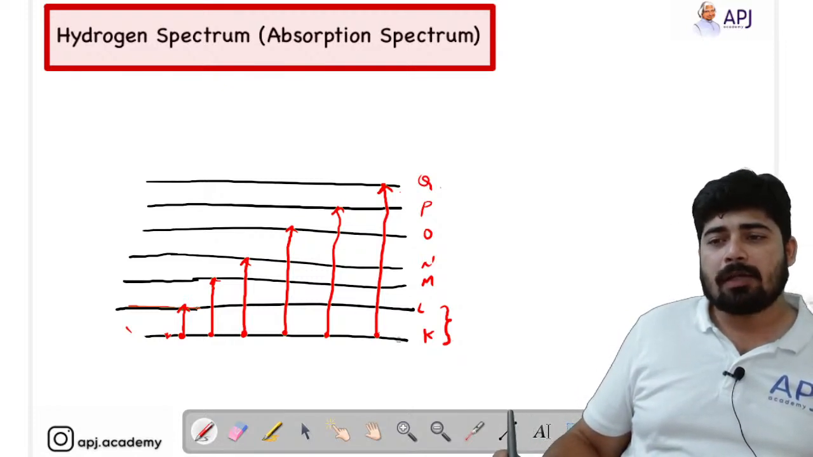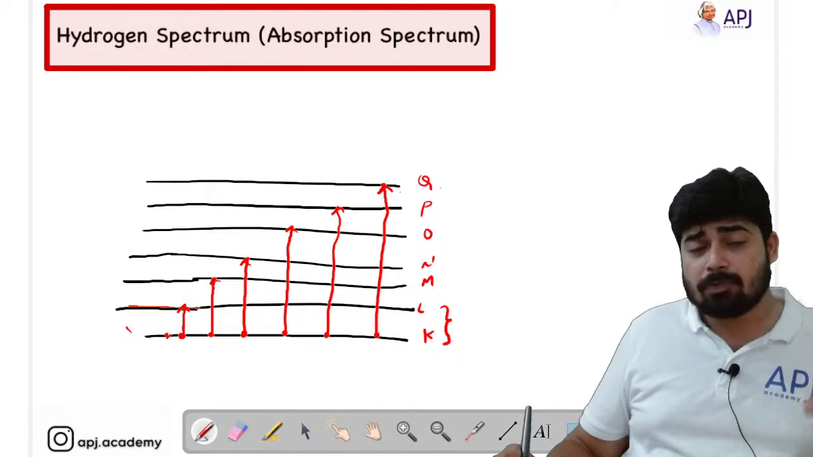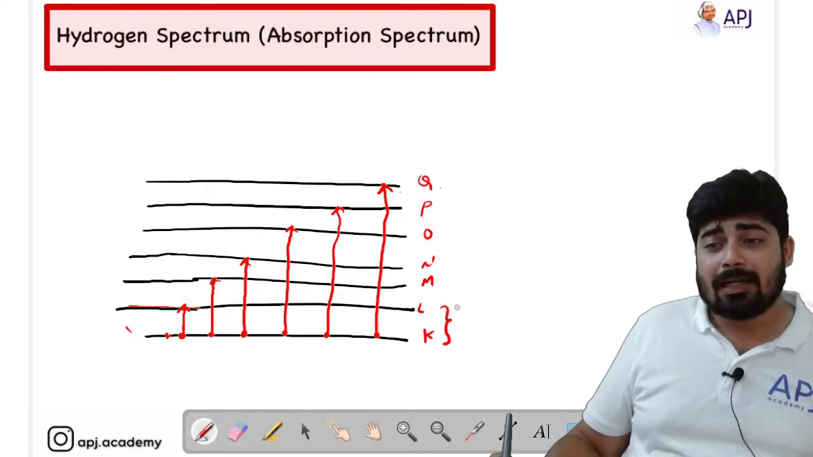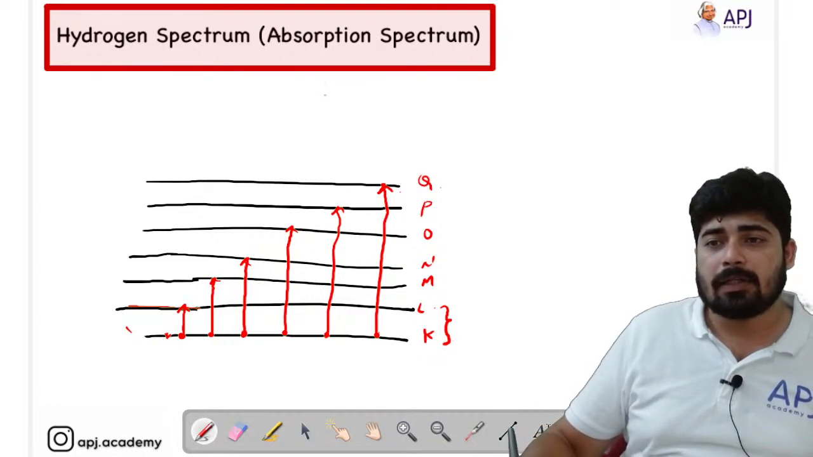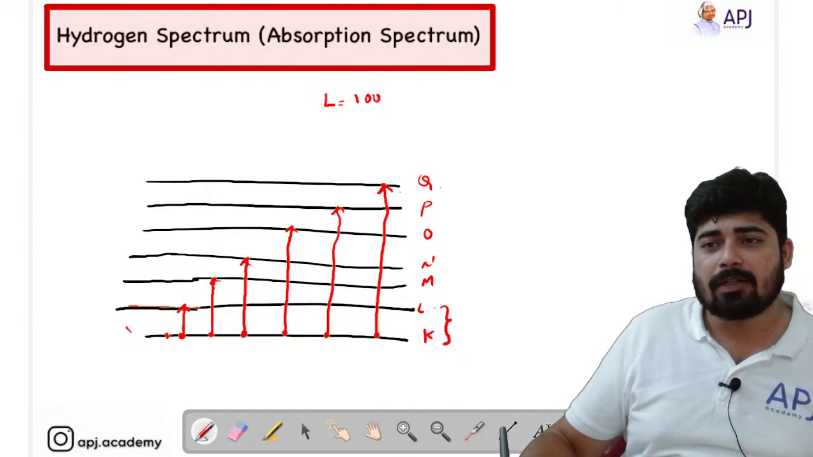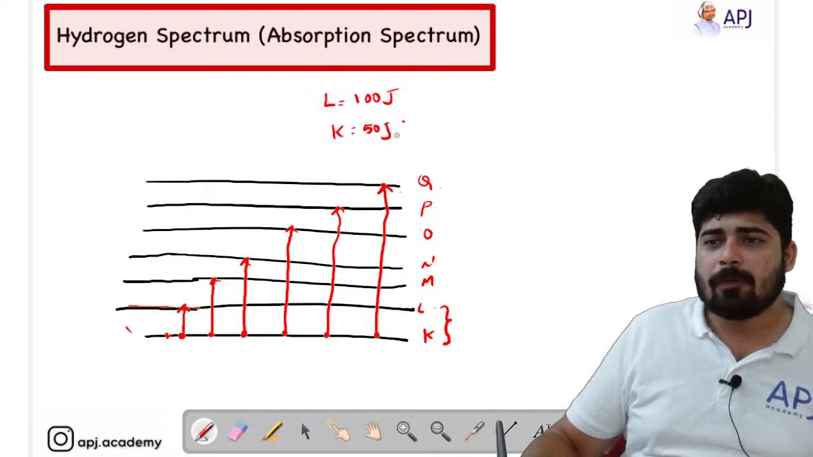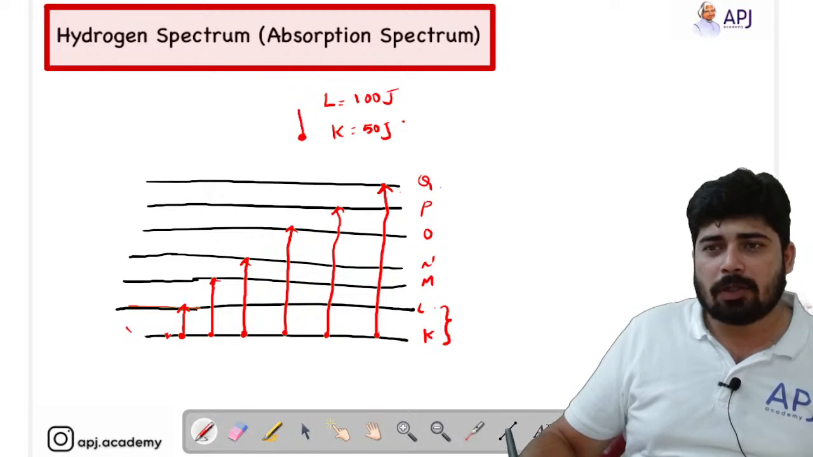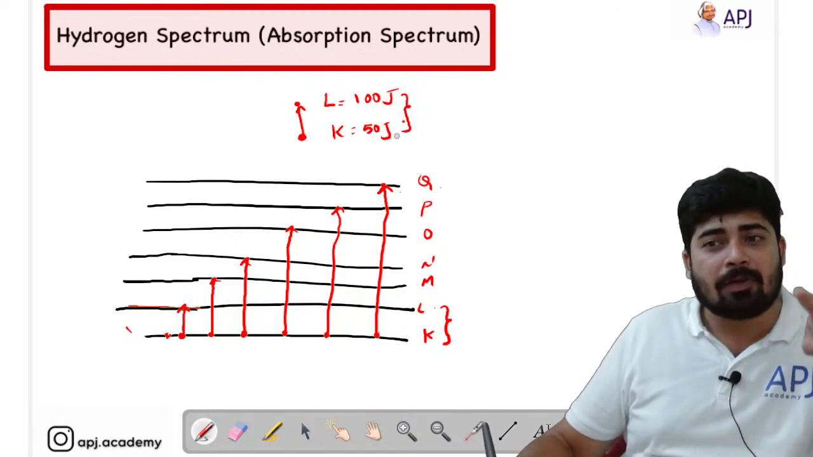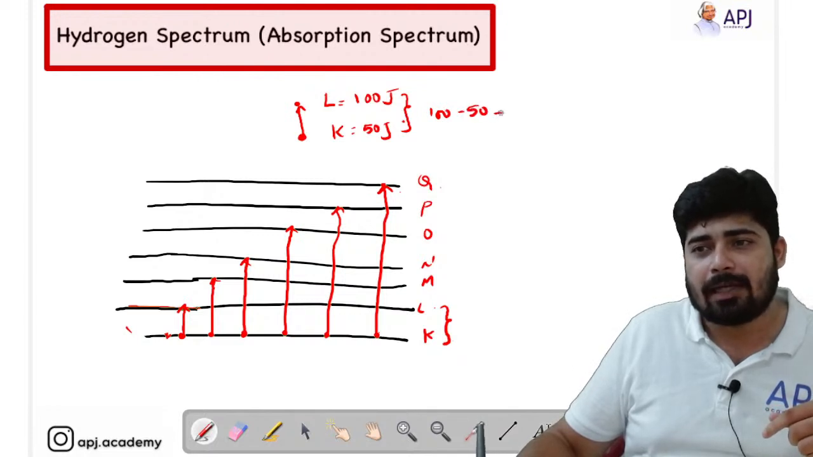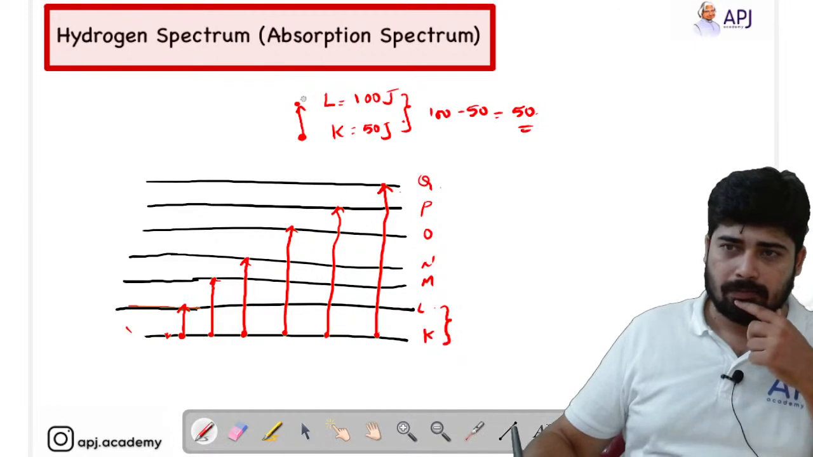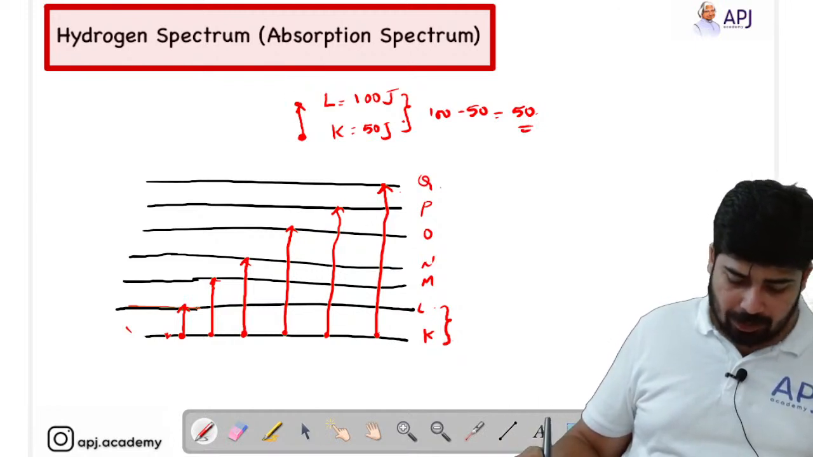See, if an electron wants to jump from K to L, how much energy should it absorb? It should absorb the energy that is the energy difference between L and K. Say, for example, the L shell has an energy of 100 joules and the K shell has an energy of 50 joules. If an electron present in the K shell wants to excite to the L shell, how much energy should it absorb? It already has 50 joules. It should absorb the energy difference of L and K, that is 50 joules. If it absorbs that, it can excite to the second shell.